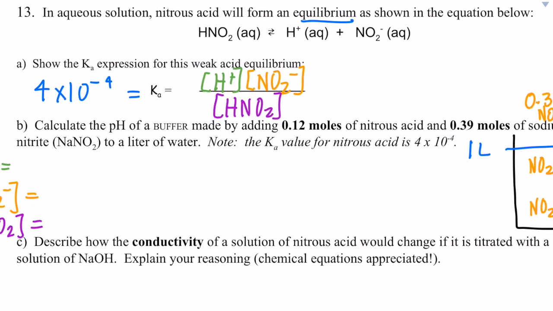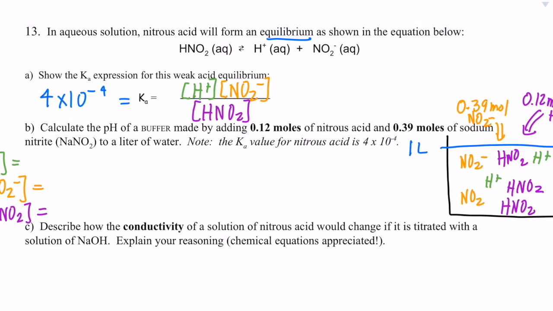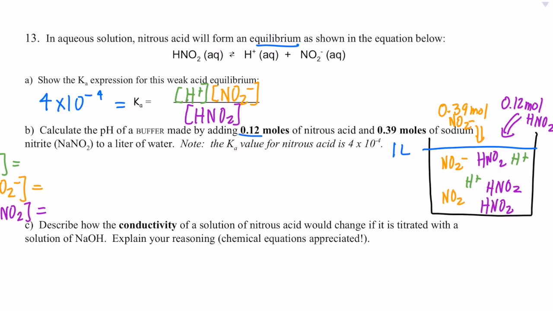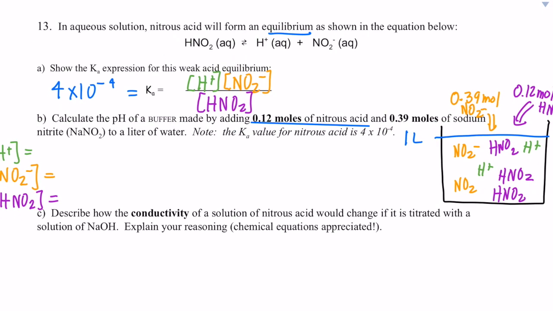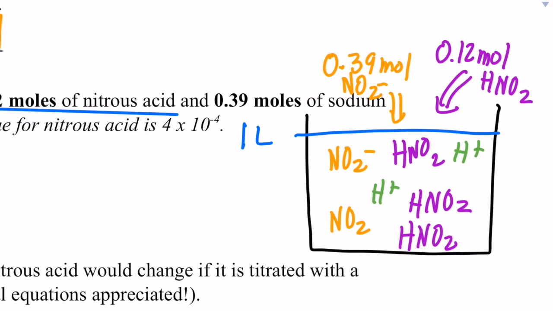B is asking you to calculate the pH of a buffer made by adding 0.12 moles of nitrous acid as well as 0.39 moles of sodium nitrite, which is NaNO2, to a liter of water. So I drew a little picture here to show what's going on. Into our buffer we've got 1 liter of water, and I'm putting 0.12 moles of our weak acid and 0.39 moles of our NO2 minus, and these molecules in here are not quite to scale.